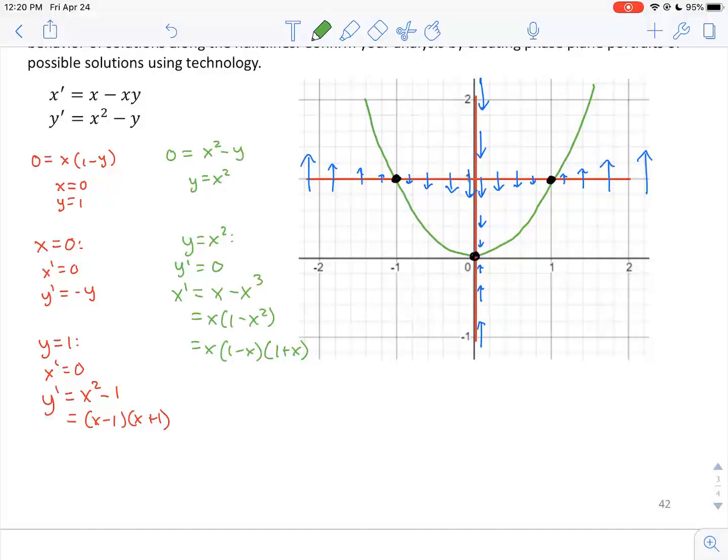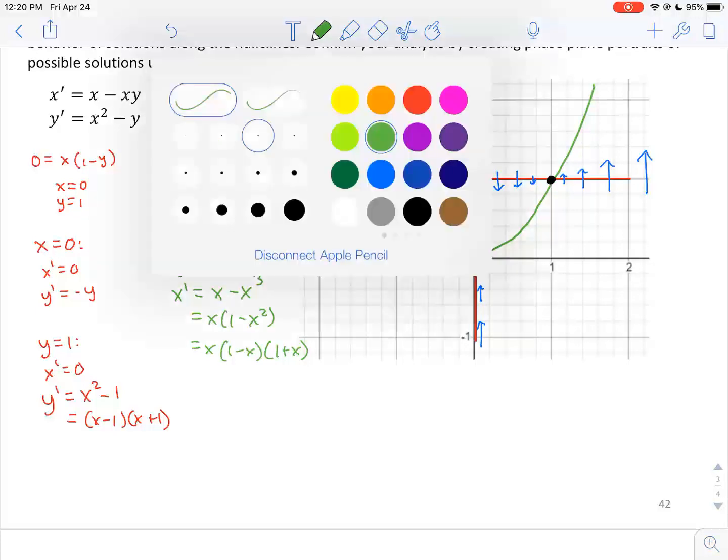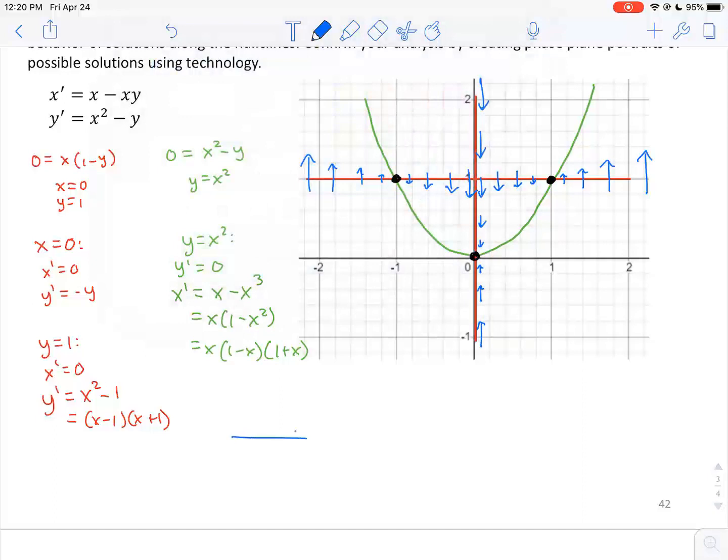So no vertical movement along this green parabola, only horizontal movement, and that horizontal movement is dictated by this cubic function that we have here. All right, if you were to graph this, x prime against x, you would see 3 intercepts. You would see this kind of graph if you were to graph this function here.